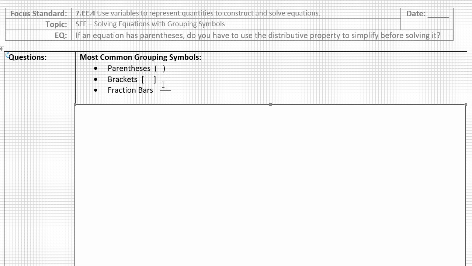And in order of operations, in a fraction bar, parentheses or brackets, you have to simplify that first before continuing your calculation. So what we want to talk about today is how do we treat these when we see them in equations with a variable that we're trying to solve for. So let's look at our first example.